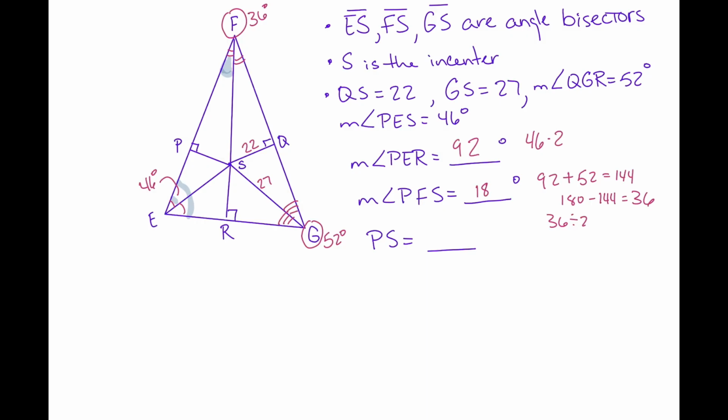And then we're going to look at PS. If we look at the back side of the first page, we're looking at our triangle centers, and we're looking at incenter. We know that it is equidistant to the sides. So if S is 22 from this side, then it has to be 22 from every side. So PS is 22, whatever units it is.